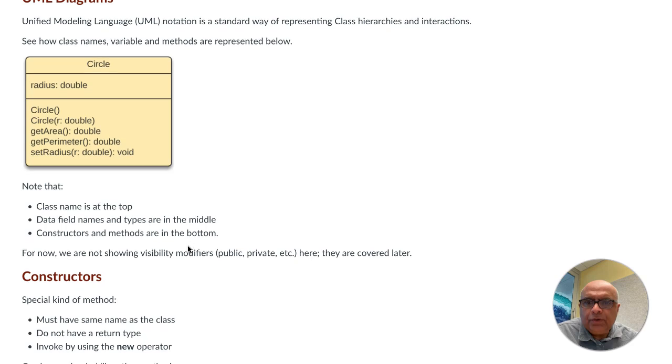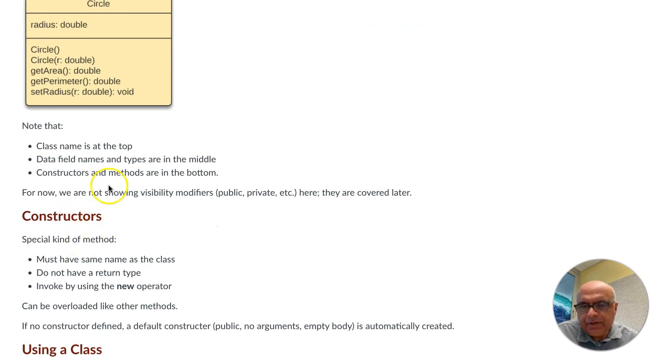So let's talk about these special methods that we call constructors. These are methods that are used to create an object from the class definition. They have to follow a couple of rules, and let me talk about them, and then we'll look at the code. First, constructors have the same name as the class. Second, they don't have a return type, and they are used by using an operator called new. You can have multiple constructors, so they're overloaded methods.